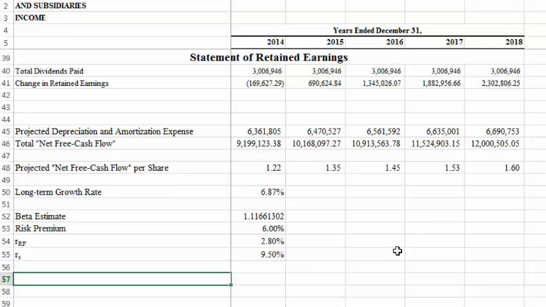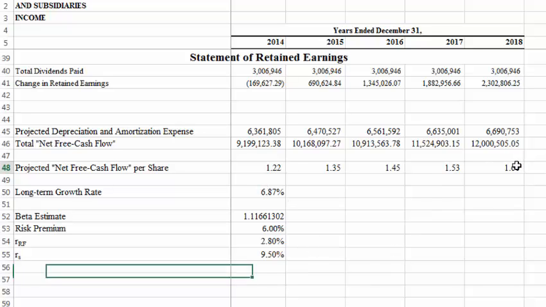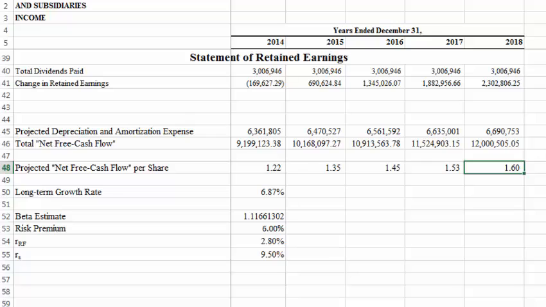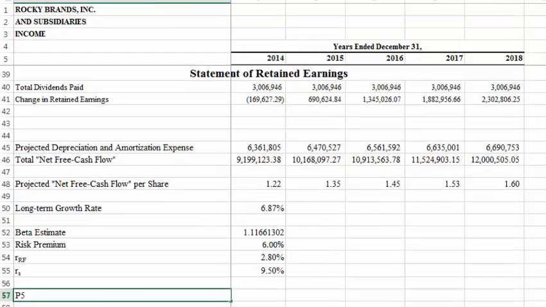Okay, now that I have all of my inputs, I have my D, or cash flow, at time 5. I have my growth rate, and I have my discount rate. And so at this point I can finally get around to saying P5.